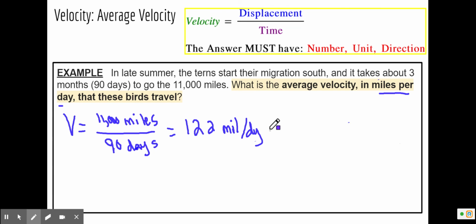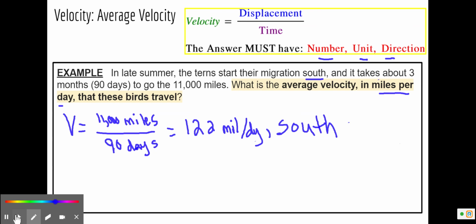And we must have a direction after this. It's not velocity without a direction. We need to know the direction this is in, and it's the migration south. So we add south to complete our answer. Velocity must have a number, a unit, and a direction to be complete. That is the first problem on your velocity lesson assignment.